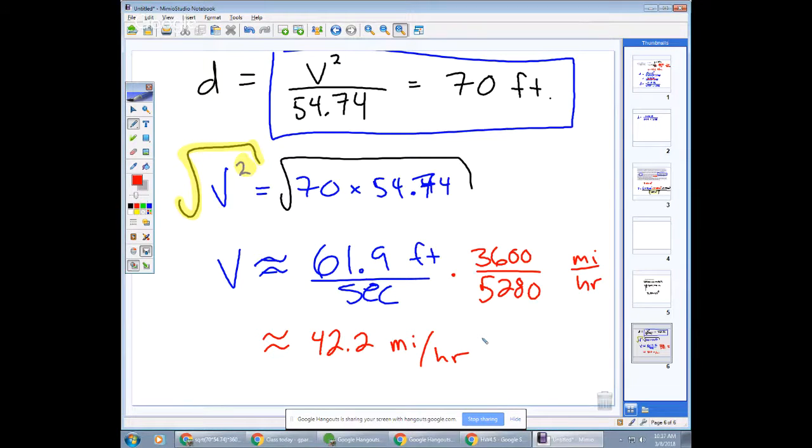Is that a common speed in a residential area? Usually max is like 30 miles per hour. Typically it's more like 25 miles per hour. So this person would have been speeding if they had a 70-foot skid in a residential area.